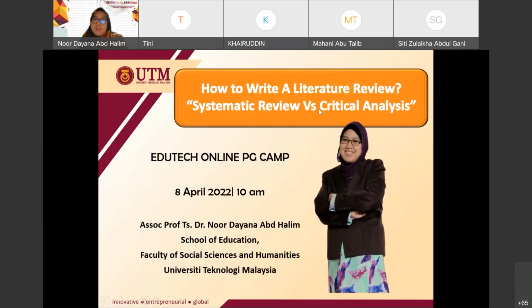Okay, today the topic is how to write a literature review, systematic review versus critical analysis. In the poster, it shows meta-analysis, right? Systematic review versus meta-analysis. But I think I changed it to critical analysis, because meta-analysis you need to do something more. It relates to the calculations of the findings that you get. So I think I go for critical analysis.